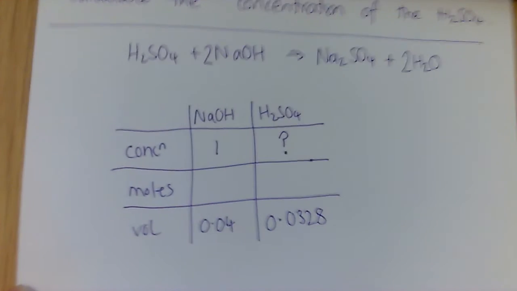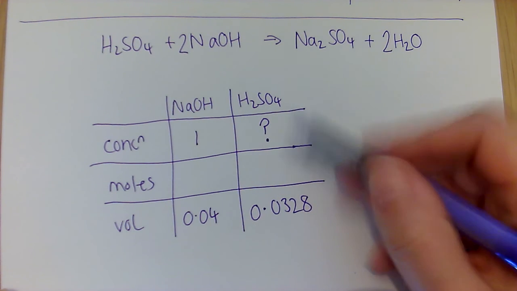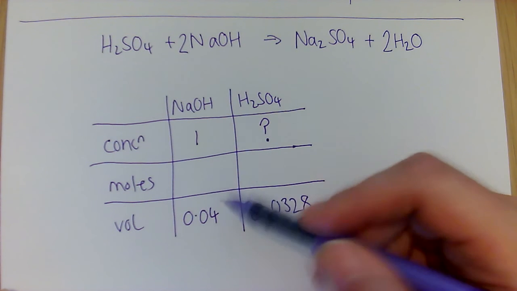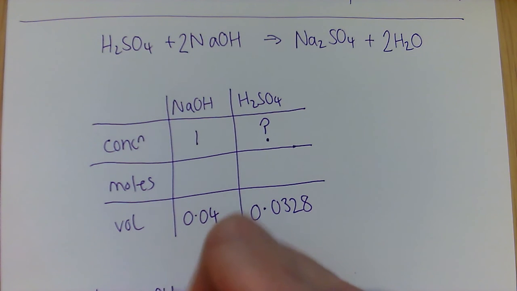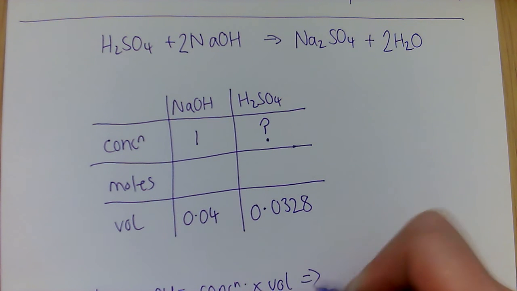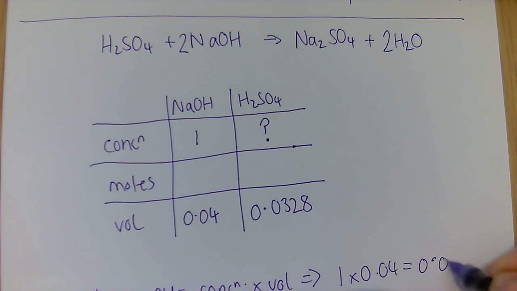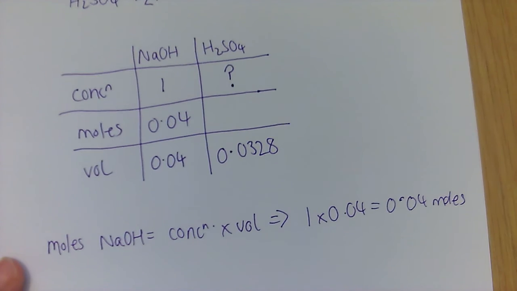The next step, exactly the same as before. I can't do anything over here because I've only got one known value and two unknowns, but I can work out the number of moles here from these two values. So my moles of NaOH is the concentration times the volume, which is 1 times 0.04.